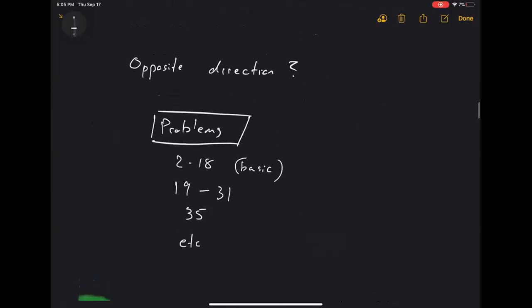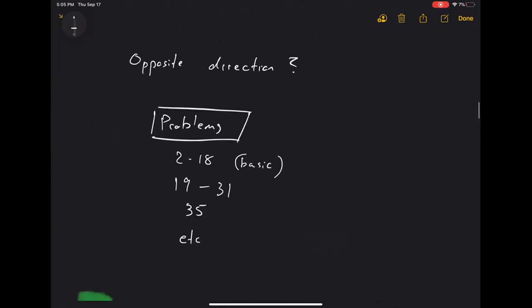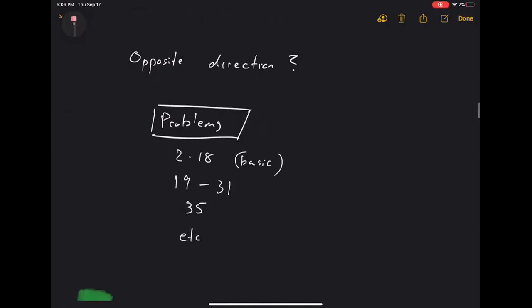For the problems in this section, I've started marking some as basic. Problems 2 through 18 are important. You need to be able to do those types of problems, but they're probably too easy to see on the test. Problems 19 through 31, 35, etc. will probably be more like what you'll see on the test. Let me go ahead and turn to that section and look at those problems again.